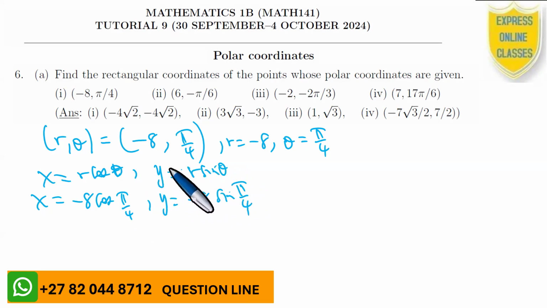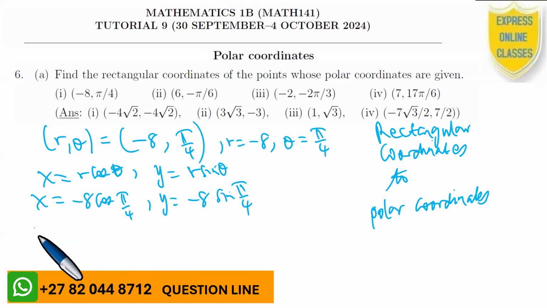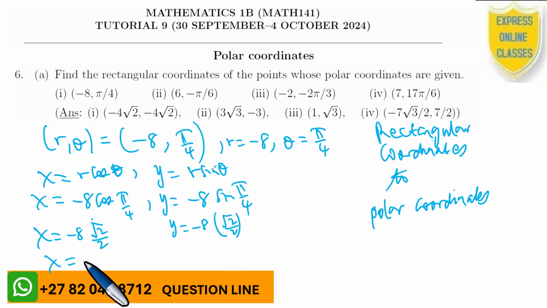So these are formulas that allow us to convert between rectangular coordinates and polar coordinates. So you have minus 8. What is the cosine of pi over 4? It is the square root of 2 over 2. And the sine of pi over 4 is the square root of 2 over 2, which gives minus 4 the square root of 2, and then this is minus 4 the square root of 2. So we've got x and y.